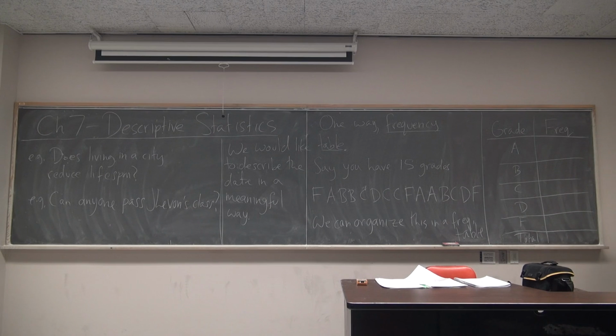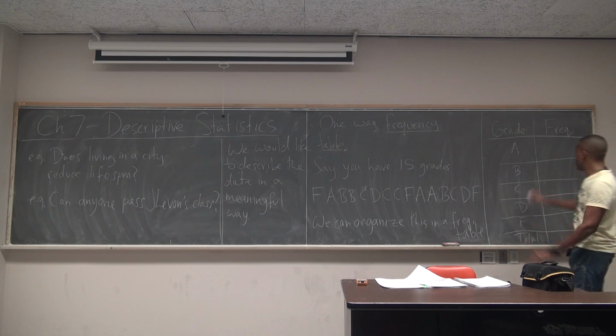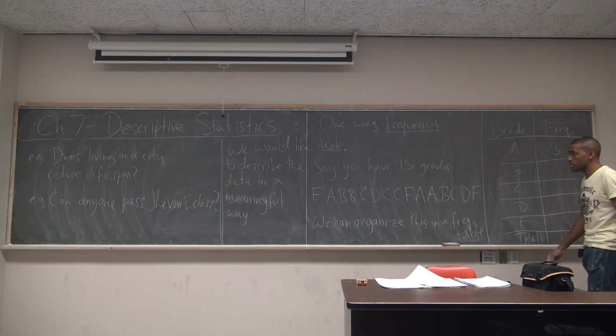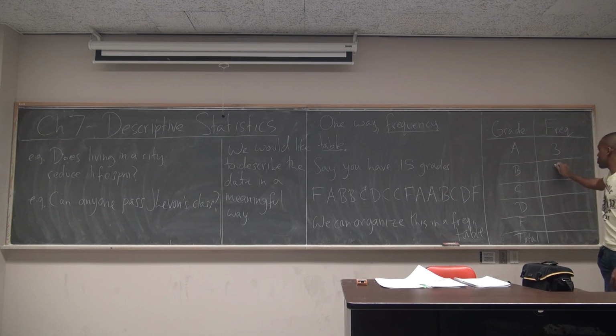So how many A's are there? 3. When I count them off, there are 3 A's. How many B's? 3. There are also 3 B's. 3 C's. Oh, 4 C's. How many D's? 2. How many F's? 3. And does that actually add up? This is 3, 6, 9, and then 6. Yes, it does. So that adds up to 15.